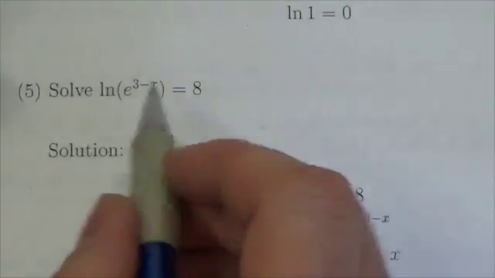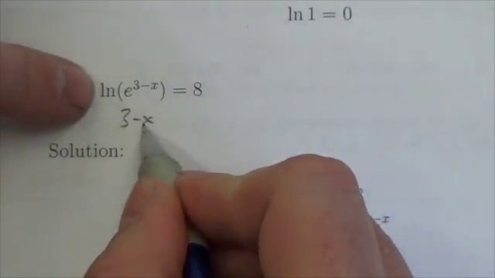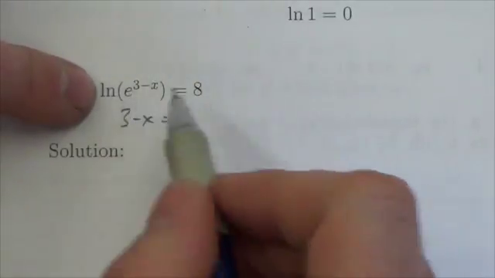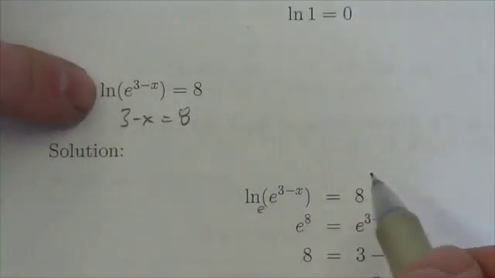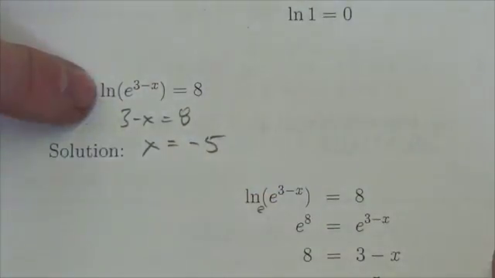Of course, another way of looking at this is you've got log base e of a power of e. So immediately, these two are inverses of each other. They cancel each other out. You're just left with 3 minus x is equal to 8. And from there, you can also get that x is equal to negative 5 relatively quickly.